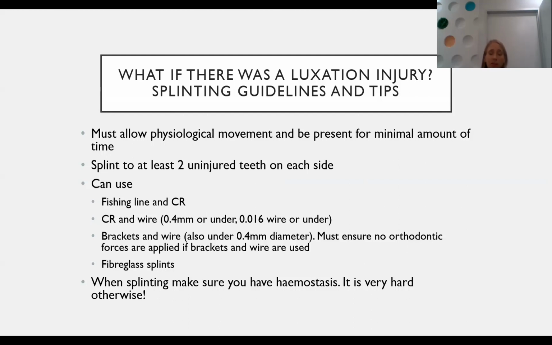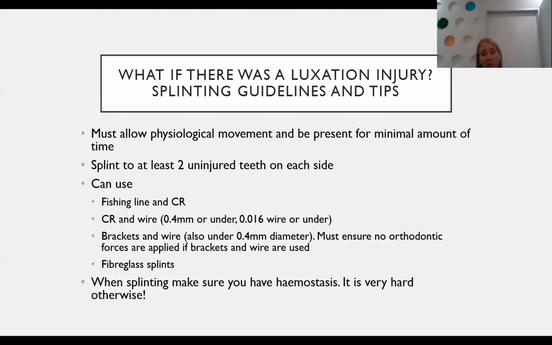The materials that are available for splinting include fishing line, usually ideally a 20-pound one, and composite resin. It's cheap and easy to do. Also, the advantage with that now is that when it will be time to remove this splint, you can actually just cut the fishing line between the teeth until high-speed instruments can be used again.